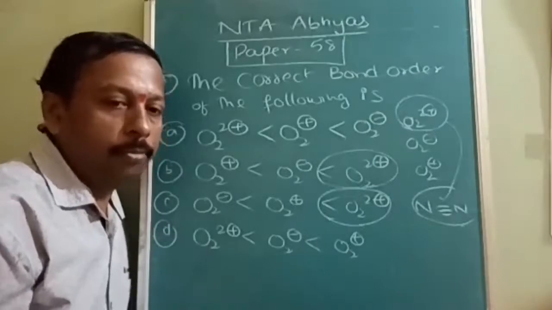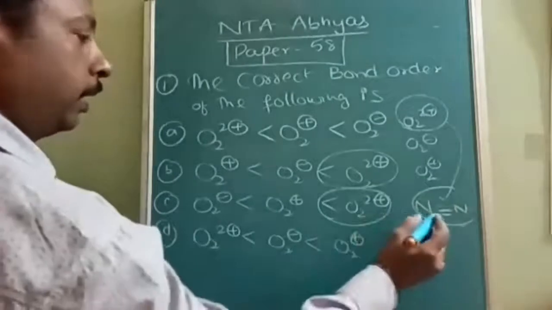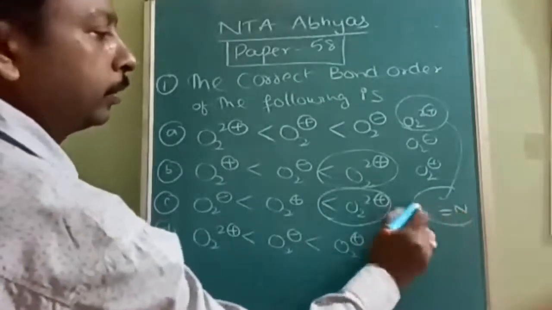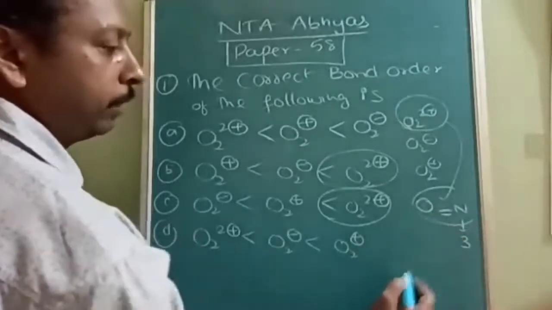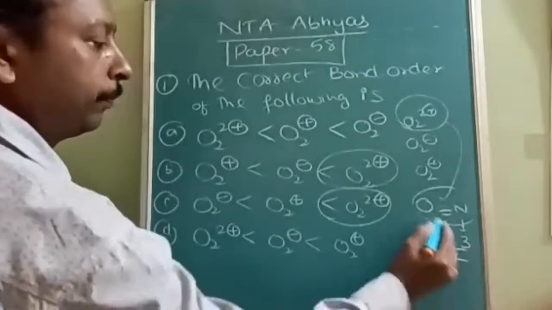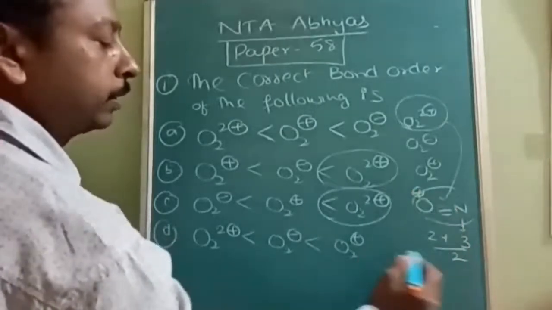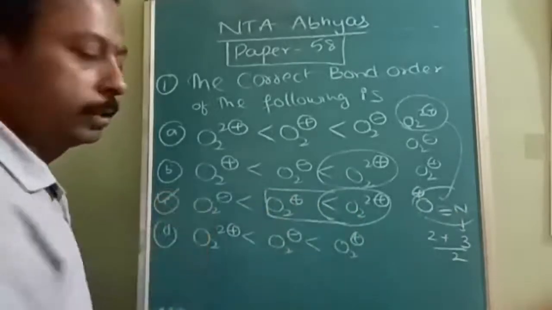Understood? Now, if I remove one side's electron, then one side is going to be oxygen and the other side nitrogen only. Nitrogen has the tendency to form 3, and it is 2 divided by 2, so this positive one is 2.5. Therefore this is correct. So answer C is correct.